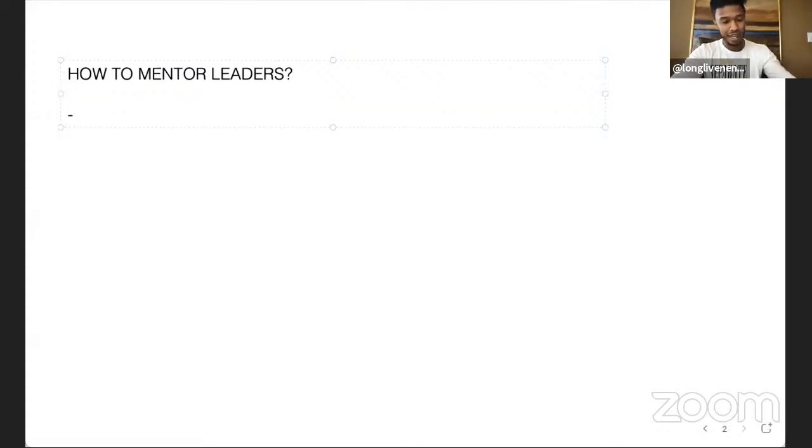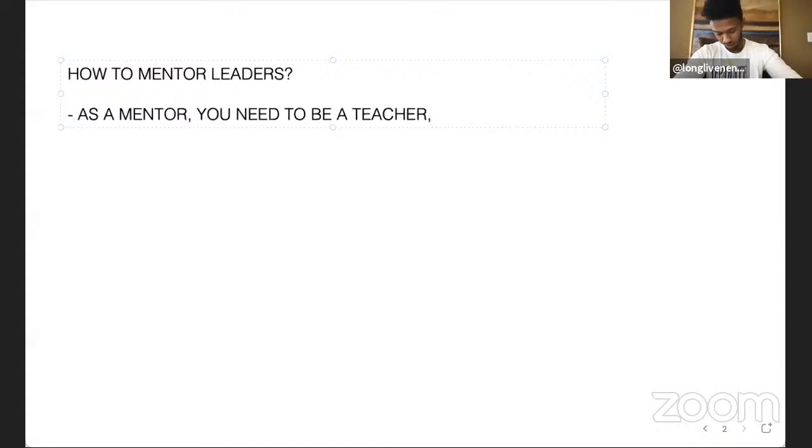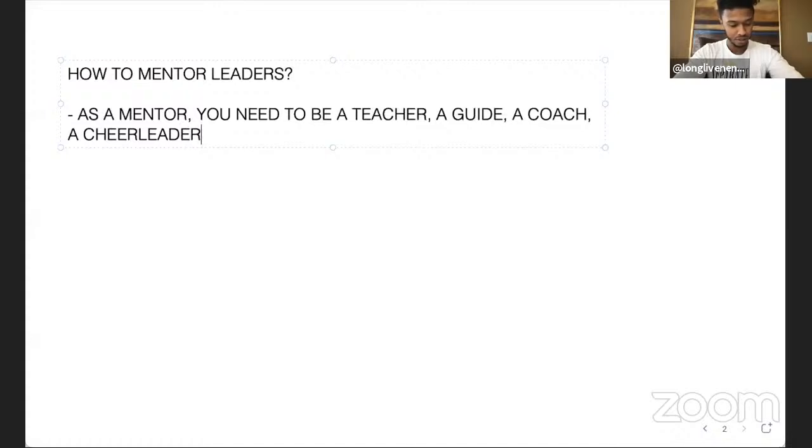So before you understand this, you got to know this. He says, as a mentor, you need to be a teacher, a guide, a coach, a cheerleader, and you must know when to be each one.